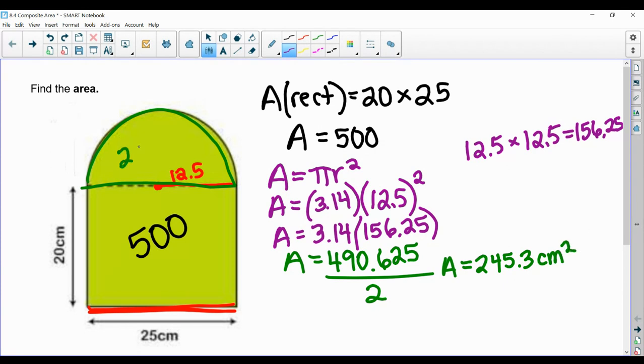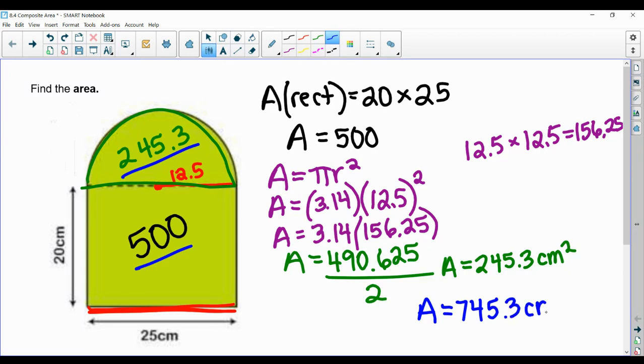245.3. Now my very last step would be to take my area here and my area here and put them together. So my total area, if I add 500 plus 245, okay, a lot of steps for these. You have to keep track of your circle formulas for sure. This portion can be a lot.